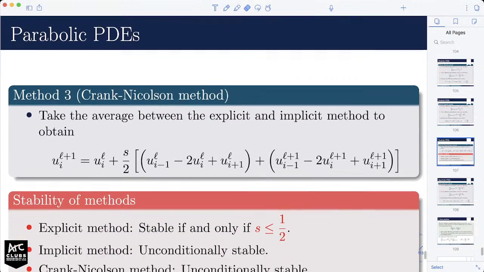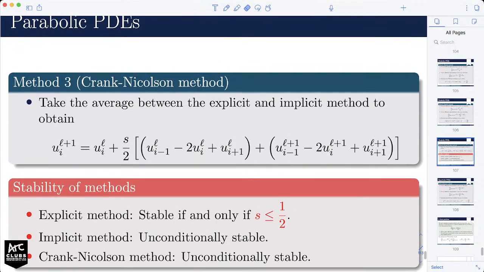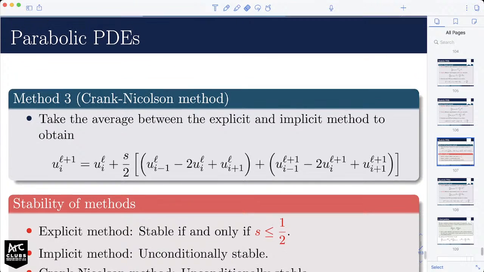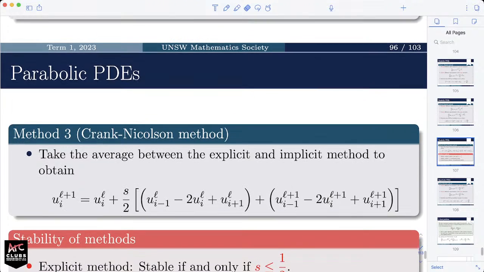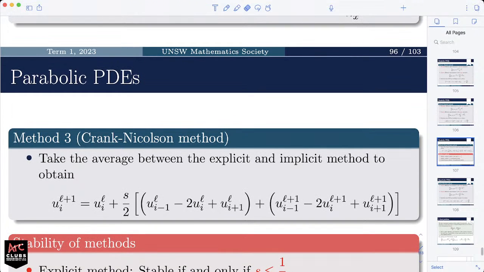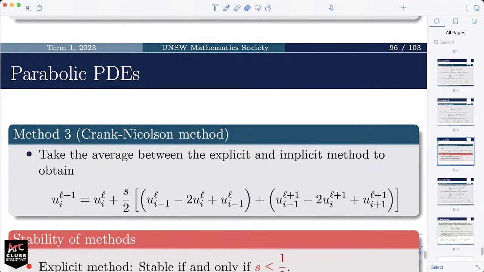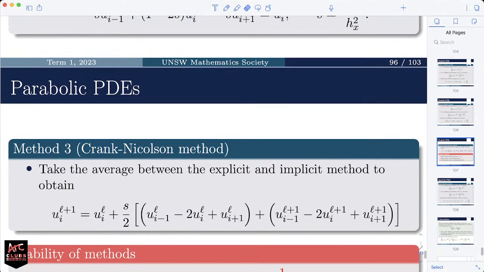And as I mentioned earlier, the final method is our Crank-Nicolson method, which is where we actually go ahead and take the average of our explicit and implicit methods, and we obtain this sort of not too pretty looking formula over here. Essentially just averaging our explicit and implicit methods.